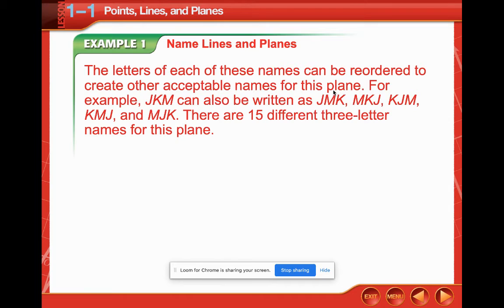Letters of each of these names can be reordered to create other acceptable names for this plane. For example, JKM can also be written JMK, MKJ, KJM, KMJ, and MJK. There are 15 different 3-letter names for this plane. Wow, that is a lot. So when we have quizzes and tests and everything, if you write down one of the 15 combinations, it will be correct. So there's like 15 ways to get it correct. You know what I mean? So yeah, a lot of different ways to get these right.